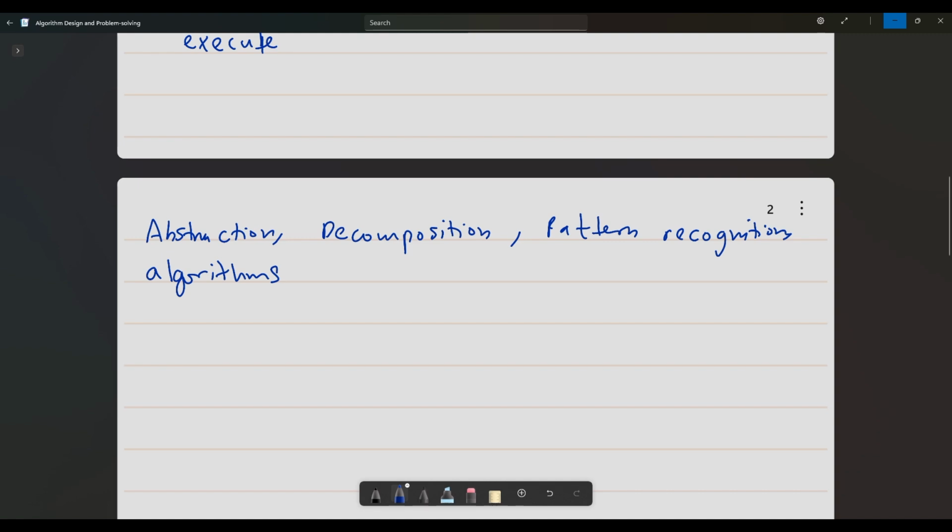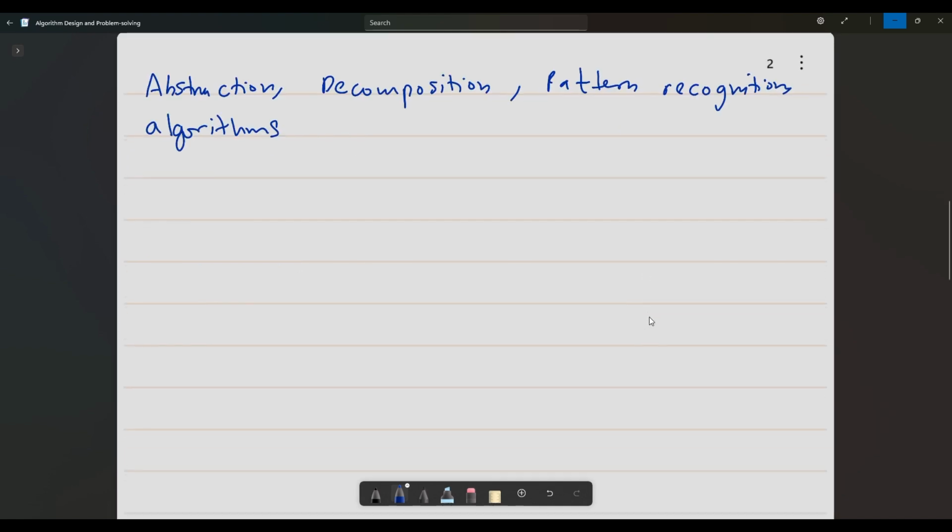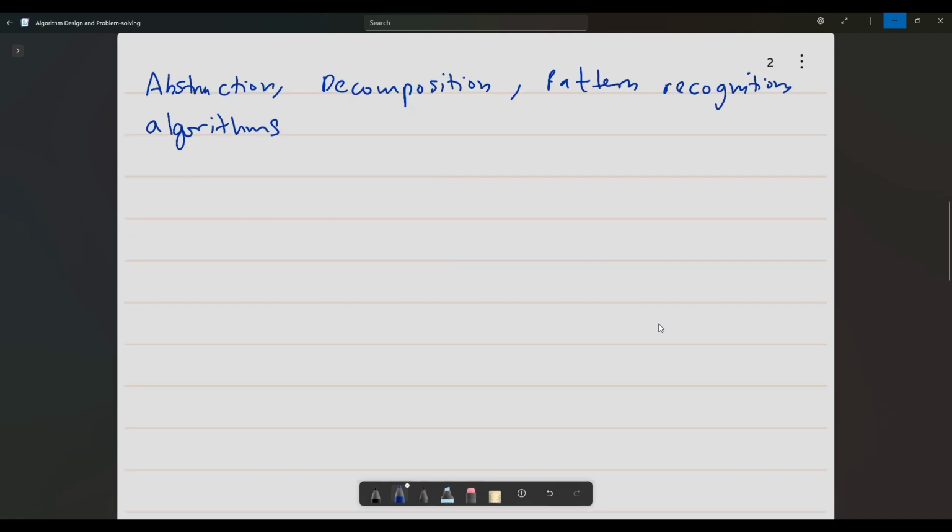This doesn't have to be in this order, but this is usually how we follow it. We start with abstraction, then decomposition, then pattern recognition. Lastly, we design an algorithm so that we can represent a solution in a way a computer can understand. Okay, so we're going to start with abstraction.